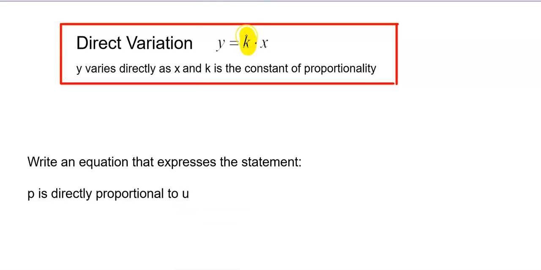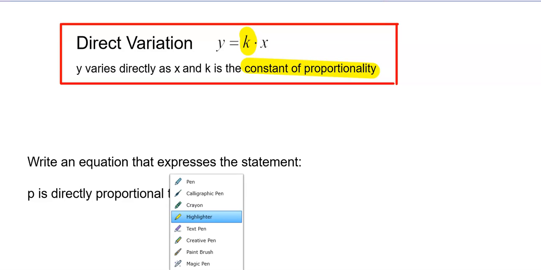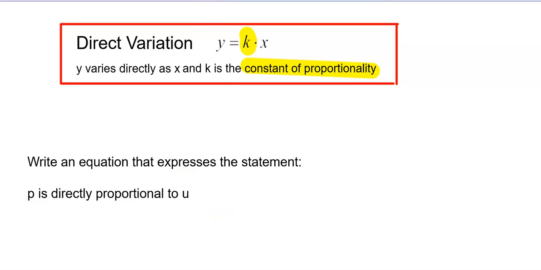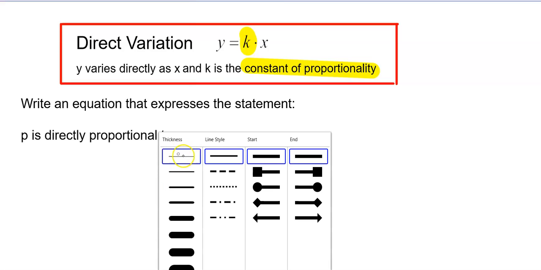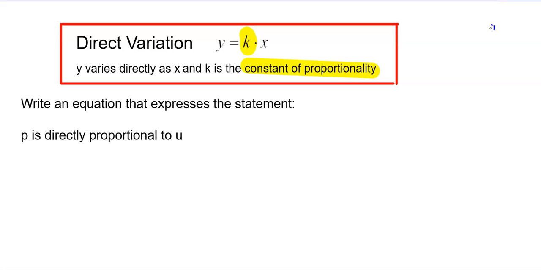I want you to think of this K as the constant of proportionality. Don't think of it as a variable. Think of it as a constant. Once we figure out what it is for this particular problem, we will just use that. We'll plug in values for X and Y, but we won't plug in values for K once we figure out what it is for that problem.